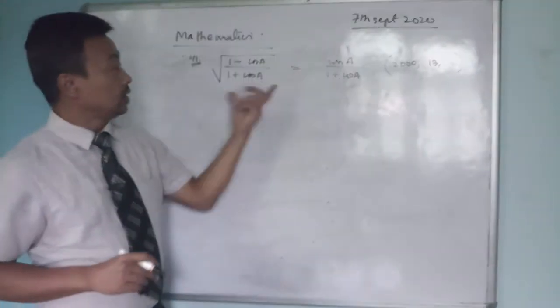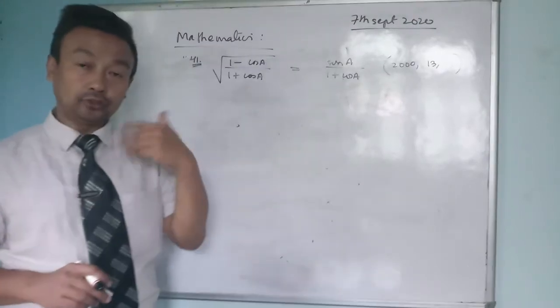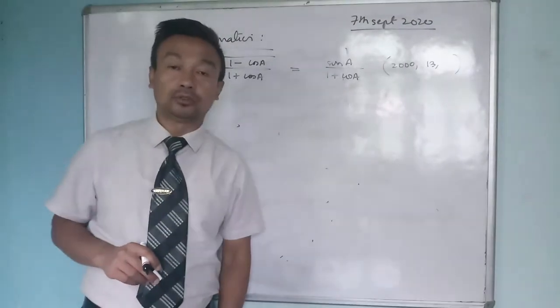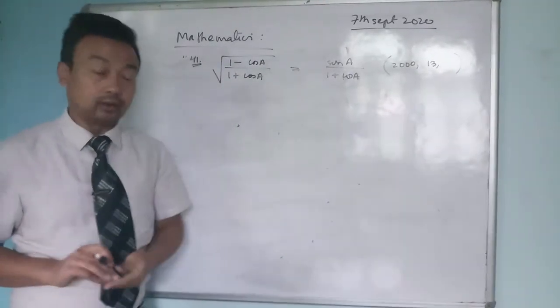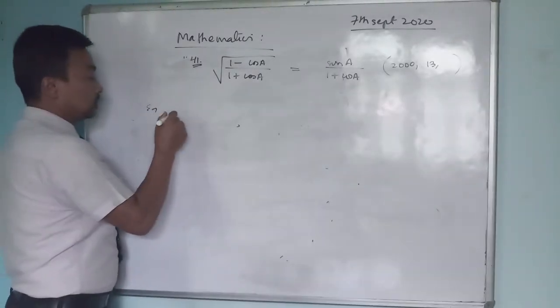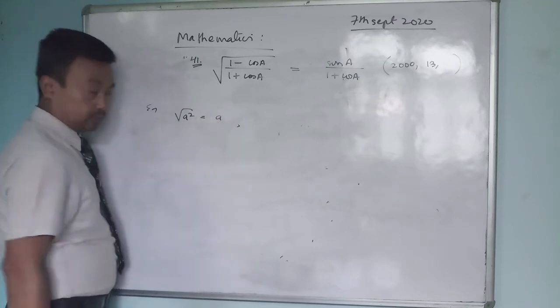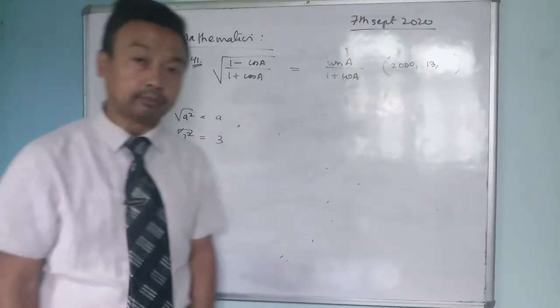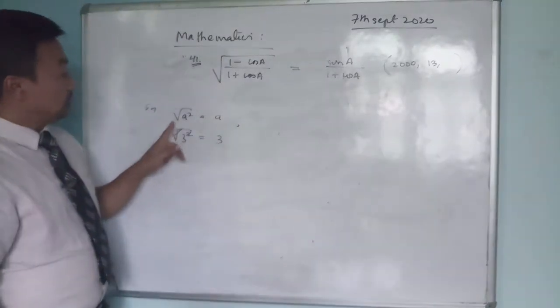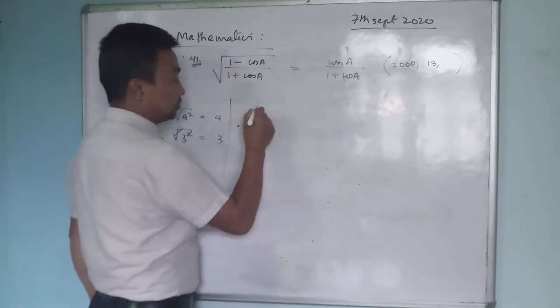Now look at the left hand side, there is a root under. So this root under has to be removed. We have to get rid of the root under. In order to get rid of the root under, there should be a square under the root. For example, the square root of 3 square will give you 3, because the square and the root under cancel. Root under is to the power 1 by 2. So here, if you want to get rid of the root under, we have to get a square inside. So let us start.